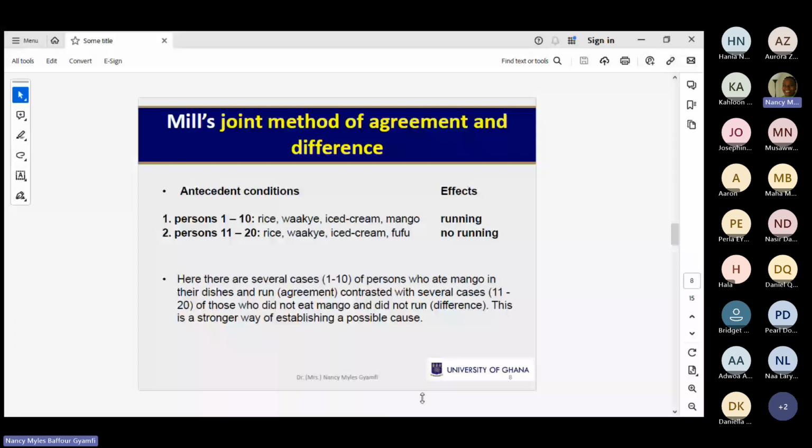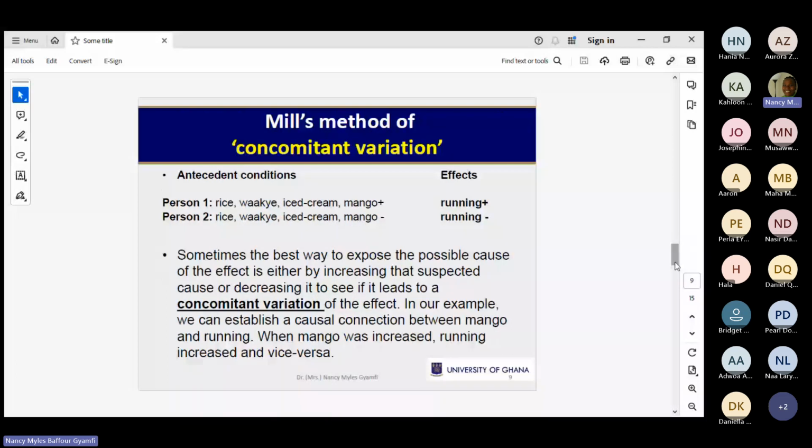Concomitant variation. Big word, nothing much. You vary the suspected cause. Now that we suspect mango, we vary it. Vary means you change it. So either you add a little or you reduce it to see if it will lead to a consequent addition or reduction of the effect. And that's all. Then you have established a causal connection.